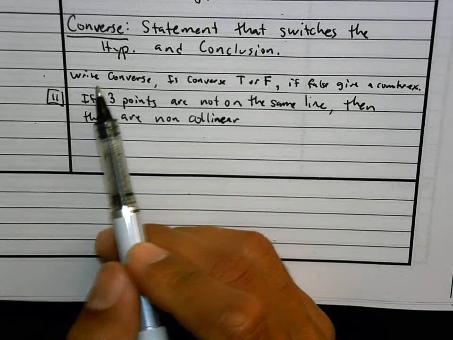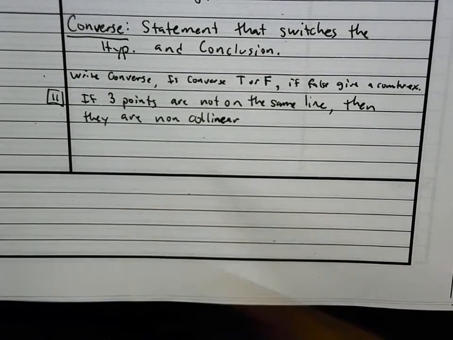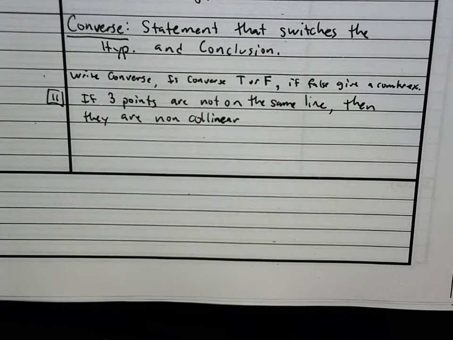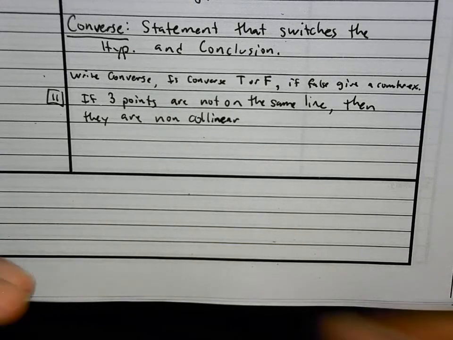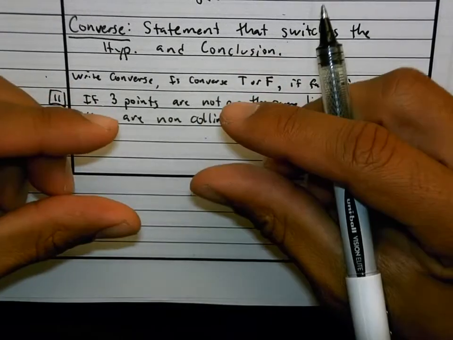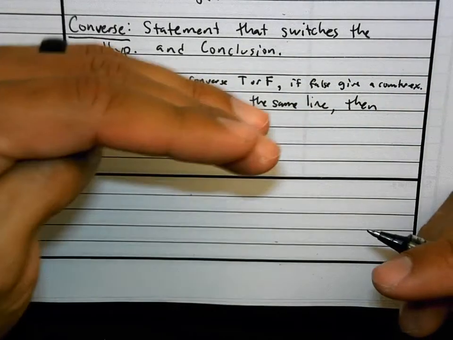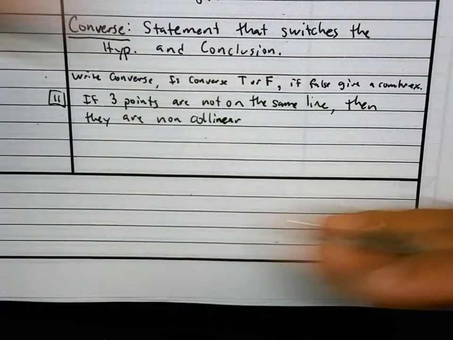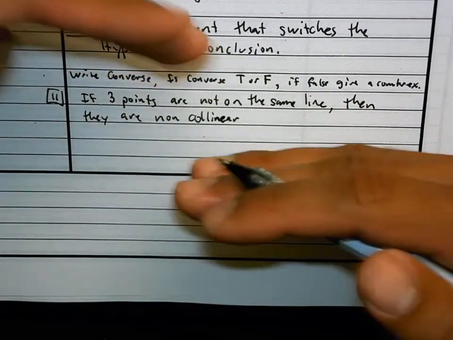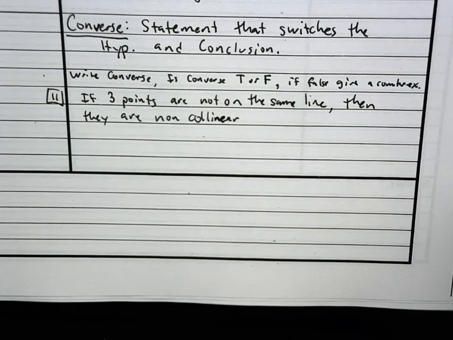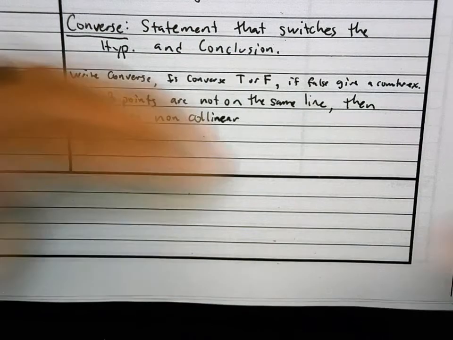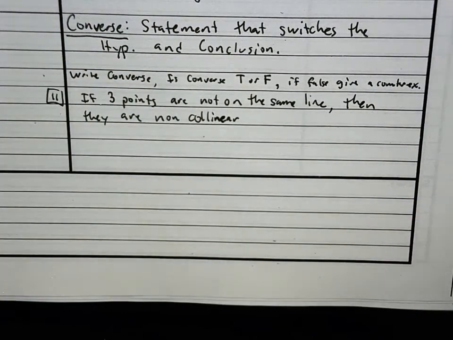When I write a converse, think of it being something that is backwards from each other. When I think of a conversation between this person and this person, I think somebody's going to do this and then somebody's going to do this. So I think of the if going this way and the then going that way. They're going to switch just like the words of a conversation. So, if 3 points are not on the same line, then they are non-collinear. How am I going to write the converse?